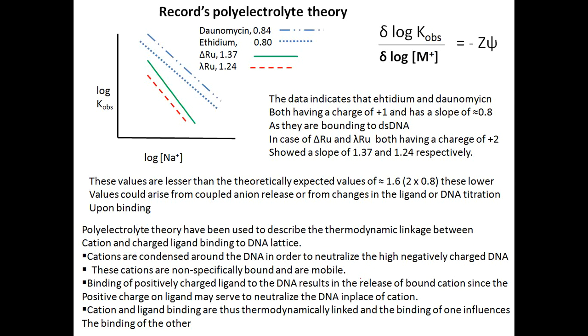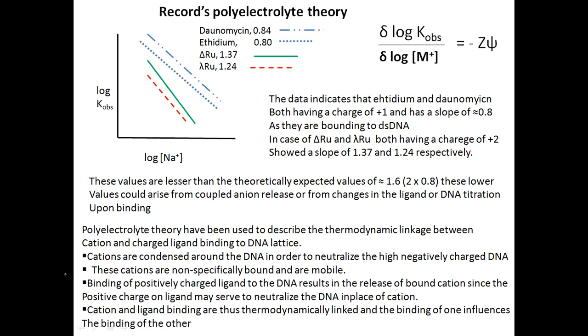In the case of the ruthenium complex, it has a charge of +2, and it shows slopes of 1.37 and 1.24 respectively. So this minus Z psi value for the ruthenium complex is lesser than the expected values. These lower values arise from coupled anion release or from changes in ligand or DNA interactions upon binding. So the kind of binding of the ligand to the DNA also affects this. Polyelectrolyte theory has been used to describe the thermodynamic linkage between the cation and the charged ligand binding to the DNA lattice. The cations are condensed.